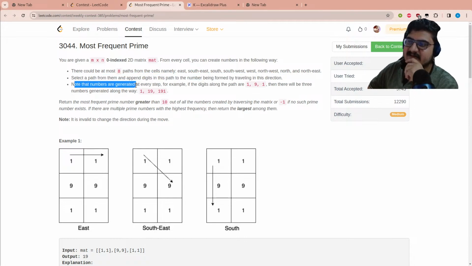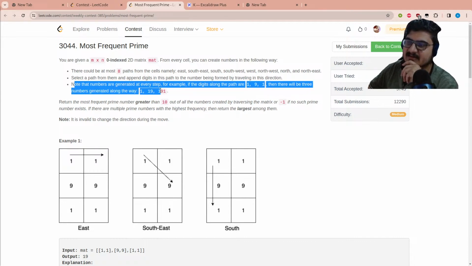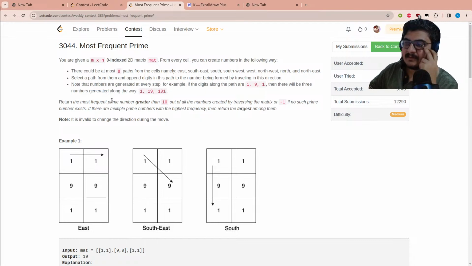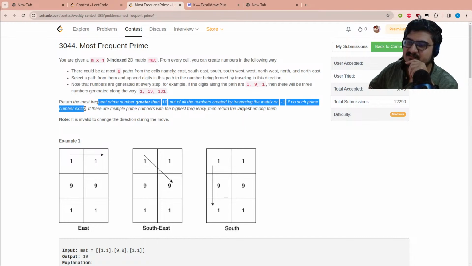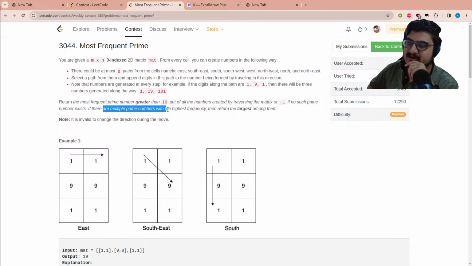Note that the numbers are generated at every step. For example, if digits along the path are 191, then there would be three numbers along the path: 1, 19 and 191. Return the most frequent prime greater than 10 out of all the numbers created by traversing the matrix, or -1 if no such prime exists. If there are multiple primes with highest frequency, return the largest among them.